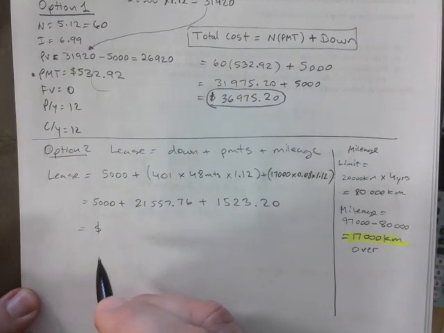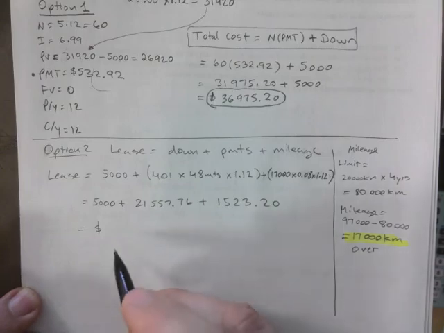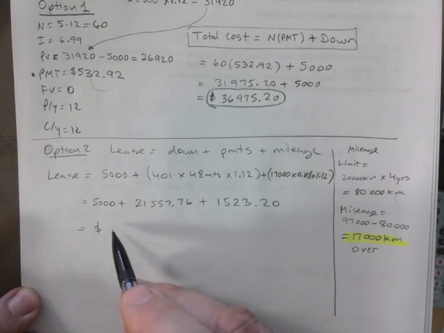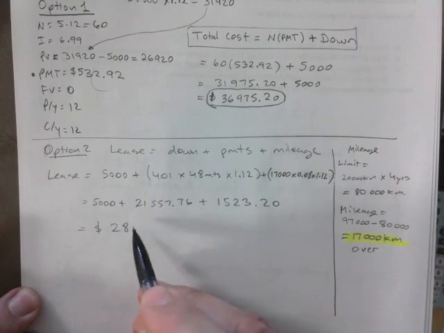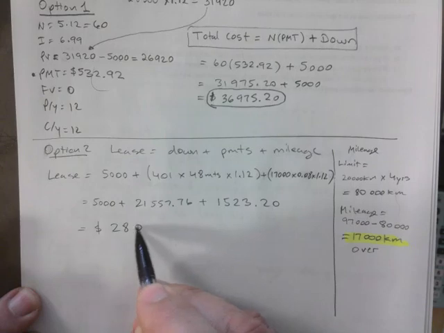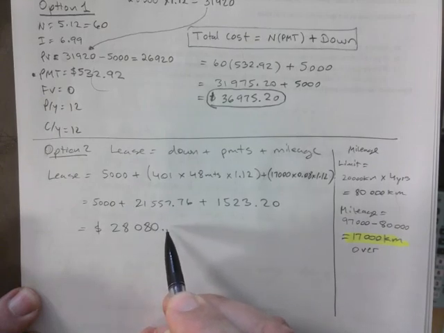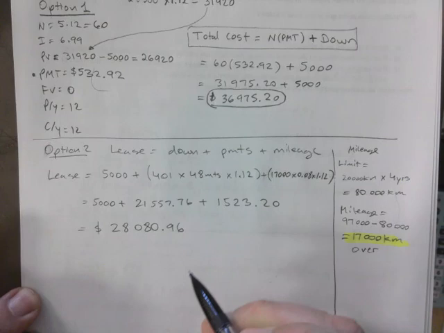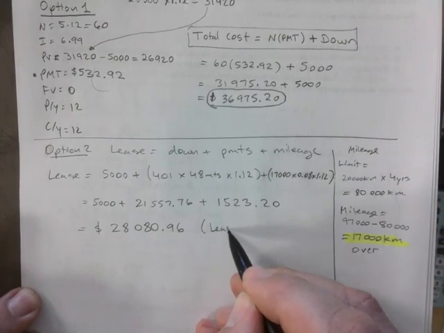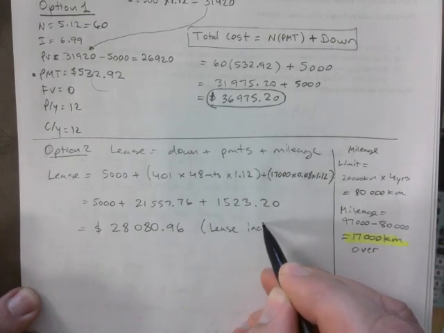You know what? Oftentimes, if you explain it away, you can actually decide, I would rather lease, because there's a lot of things I don't need to worry about. So the lease itself is 28,080.96. That's just the lease. Lease including tax.